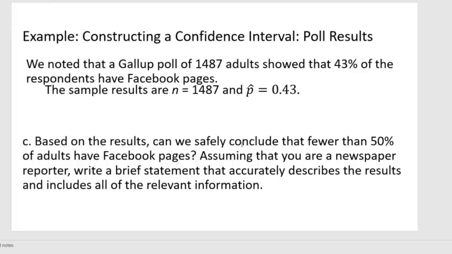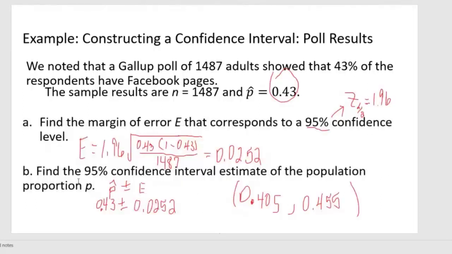Based on the results, can you safely conclude that fewer than 50% of adults have Facebook pages? Now remember, the survey said it was 43% in their survey. So could we conclude that there were fewer than 50% of adults with Facebook pages? This being 43%, what we're really going back and looking at that confidence interval is we are 95% confident that the true proportion lies between these numbers.